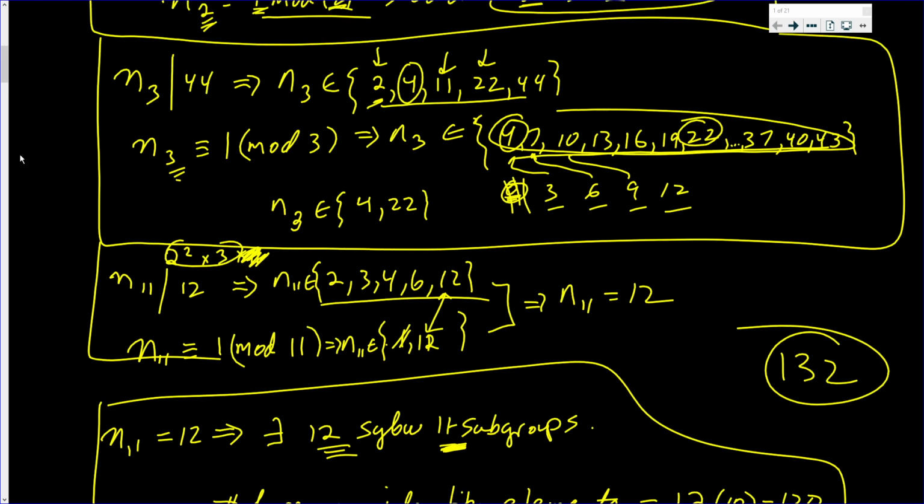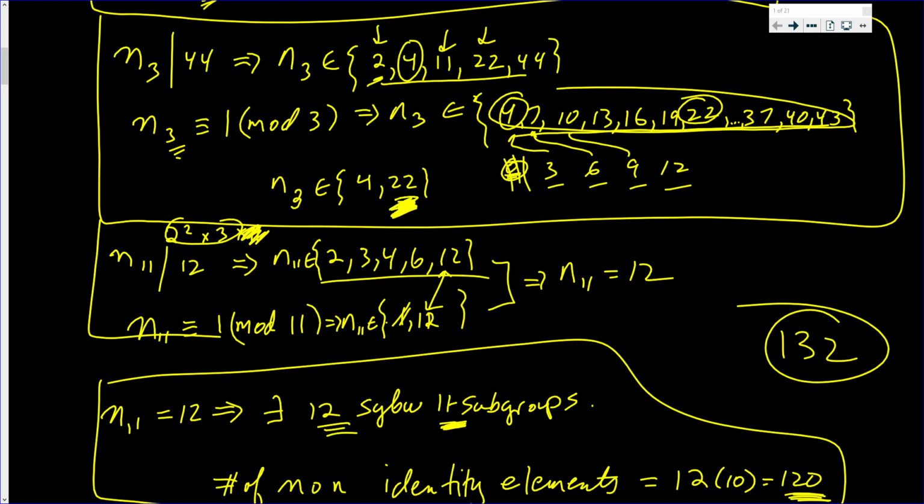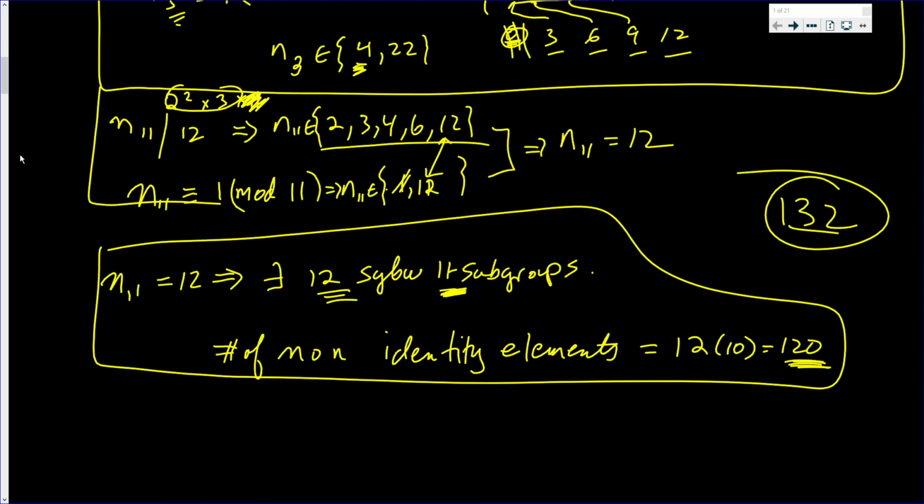Now, we want to get a lower bound on how many elements. Because if, for example, I use 22 for the number of Sylow 3 subgroups, and ultimately, when I add 120 to the number of elements in these 22, sure, I may get more than 132. Well, you may say, that doesn't imply that any of the n_i's equal 1, because I didn't use the smallest one. I'm going to use the smallest ones.